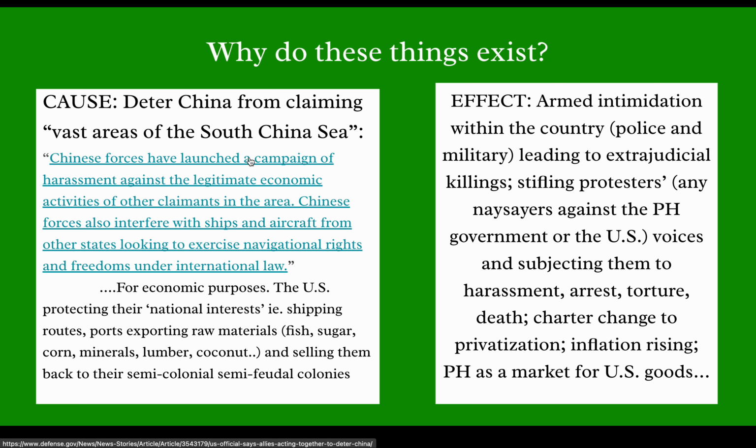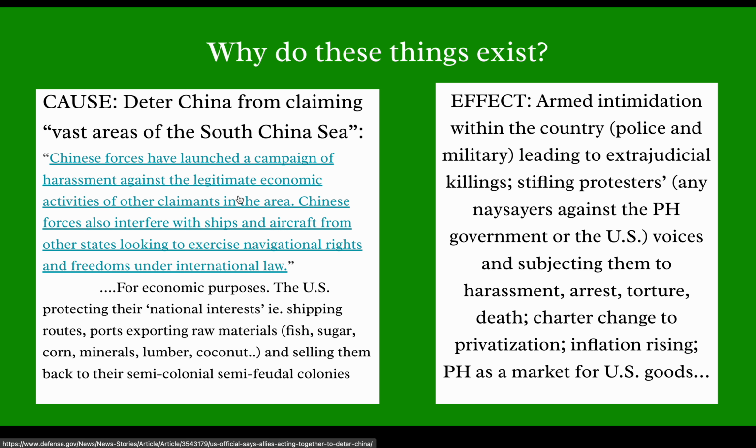Chinese forces have launched a campaign of harassment against the legitimate economic activities of other claimants in the area, interfering with ships and aircraft from other states looking to exercise navigational rights and freedoms under international law. So when I think of this, I'm like, okay, legitimate economic activities of other claimants in the area. That's very vague.